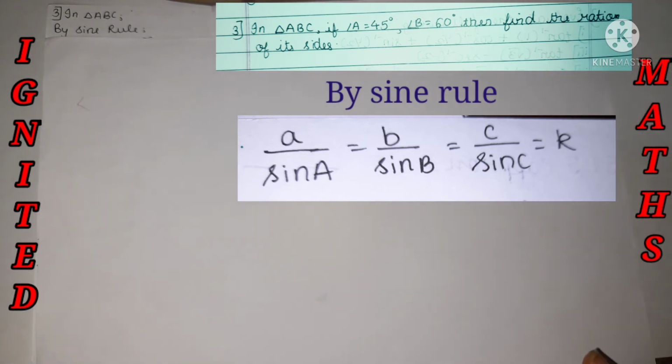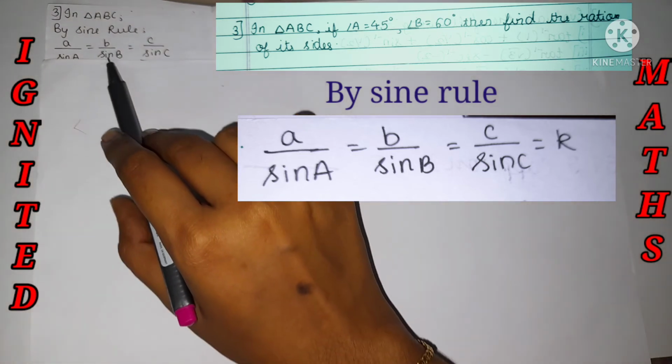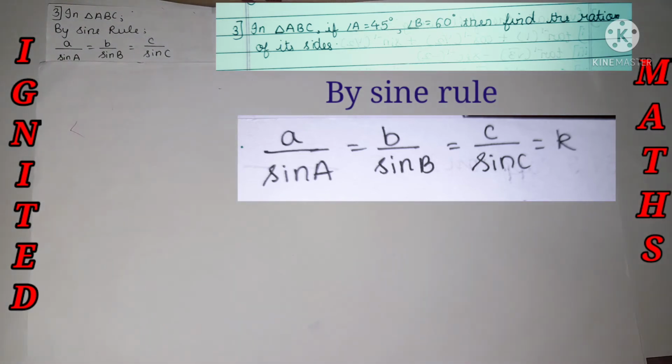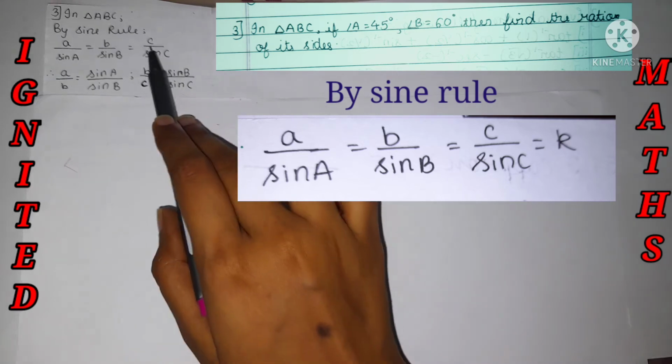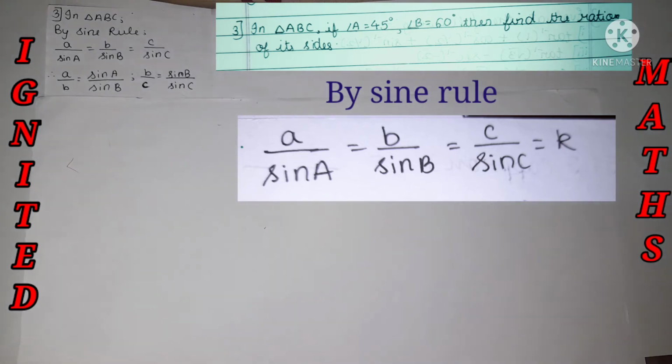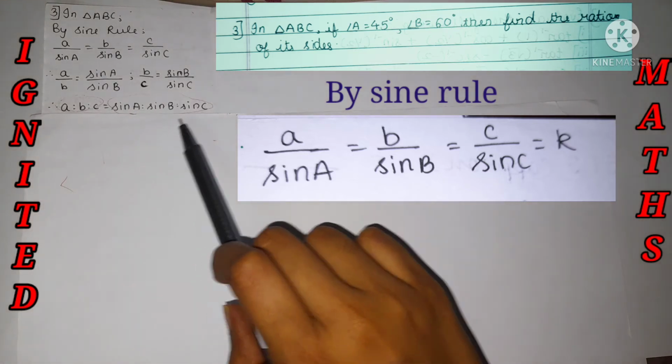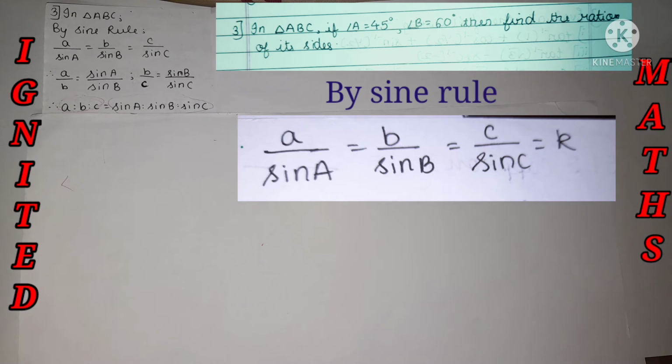So by the sine rule, a by sine A is equal to b by sine B is equal to c by sine C. Yes, in which the ratios we can find over here. That is nothing but a by b, which is nothing but sine A by sine B, and b by c, which is nothing but sine B by sine C. Now a ratio to b ratio to c is nothing but sine A ratio to sine B ratio to sine C.